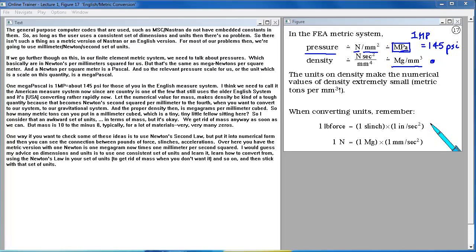One way to check some of these ideas is to use Newton's second law in numerical form, and then you can see the connection between pounds of force, slinches, and accelerations. Over here you have the metric version, where 1 newton is 1 megagram times 1 millimeter per second squared. My advice on dimensions and units is to use one consistent set of units, learn how to use Newton's law in your set of units to get rid of mass when you don't want it, and then stick with that set of units.